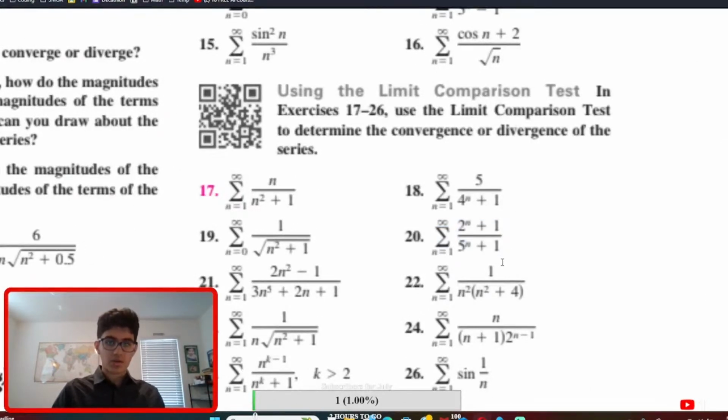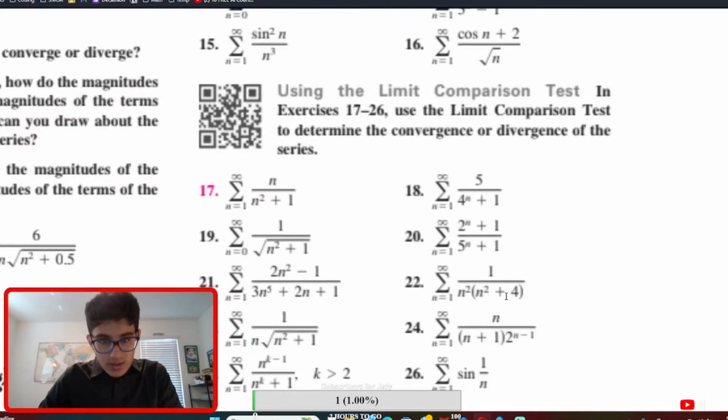This is the same if you use the limits as just 2 to the n over 5 to the n. So that one will obviously converge. This one, you can use a limit comparison test. No, this one again, you can just use the direct comparison test, right? But fine.